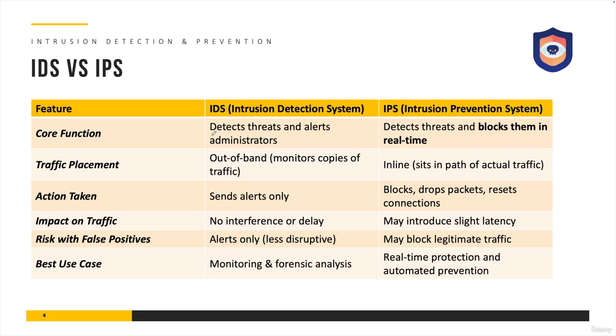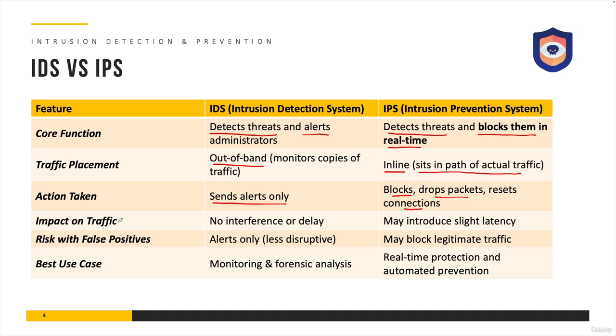For the core function, an IDS detects threats and alerts. However, an IPS not only detects threats, but it also blocks them in real time. In terms of traffic placement, IDS is placed out of band, which basically means it gets a copy of the traffic. However, an IPS is always placed inline. It sits in the path of the actual traffic. In terms of action taken, IDS sends alerts only. However, an IPS blocks, drops packets, resets connections, and it can even block IPs.